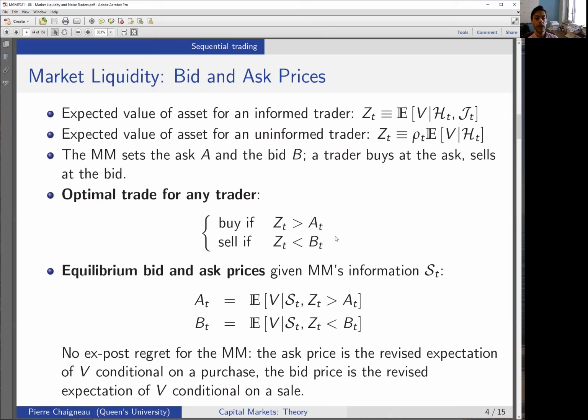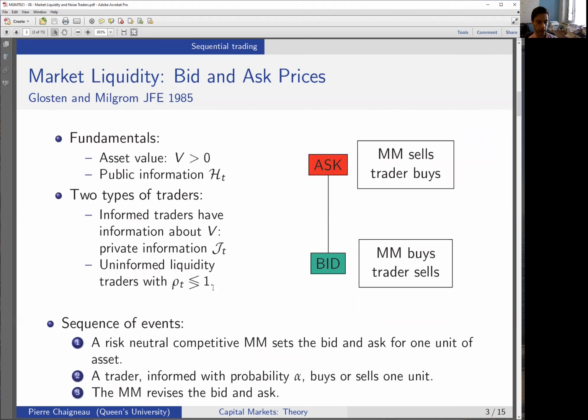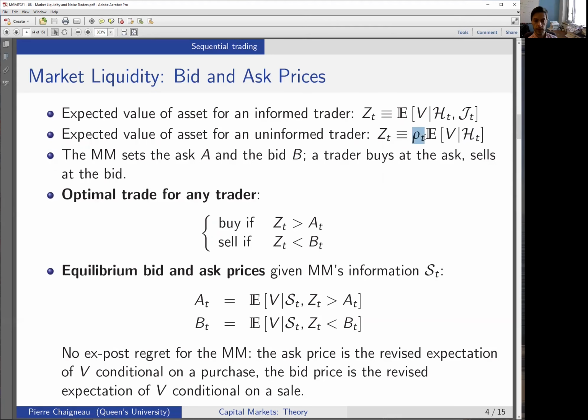Okay, what is the expected value of the asset for an uninformed trader with liquidity needs? It's still going to be denoted by Z_t. But now what's different is that the information set is different. It's only all public information. And there's this liquidity parameter, rho_t, which might be less than 1 or greater than 1. So if rho_t is greater than 1, it means that the uninformed trader values the asset a lot, so he needs to invest in the asset. If rho_t is less than 1, it means that the uninformed trader doesn't value the asset as much as a trader without liquidity needs would, and that he is going to need to sell the asset.